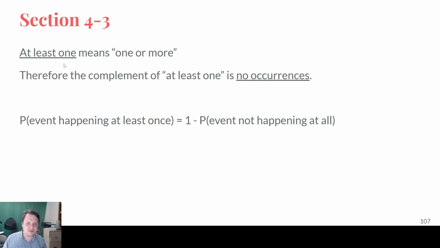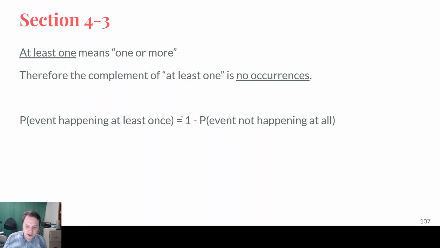If I say the words "at least one," what I really mean is one or more. So if there are 10 students and at least one did the homework, then that means that 1, 2, 3, 4, 5, 6, 7, 8, or 9, or all 10 of them did the homework. And so at least one means one or more. The complement of at least one is nobody.